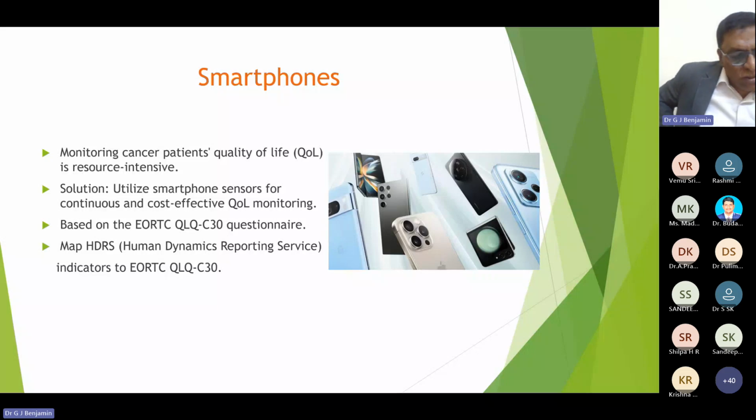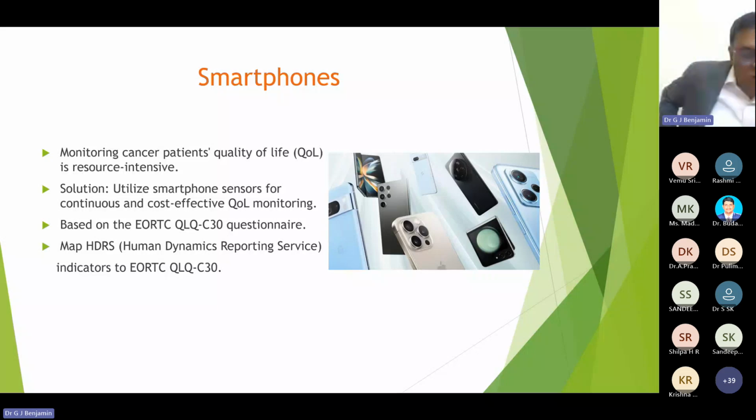The solution is to utilize smartphone sensors for continuous and cost-effective quality monitoring. It is based on the EORTC QLQ-C30 questionnaire. Now, EORTC stands for European Organization for Research and Treatment of Cancer. They have made a questionnaire, and this questionnaire is made in the form of an app called Human Dynamic Reporting Services.